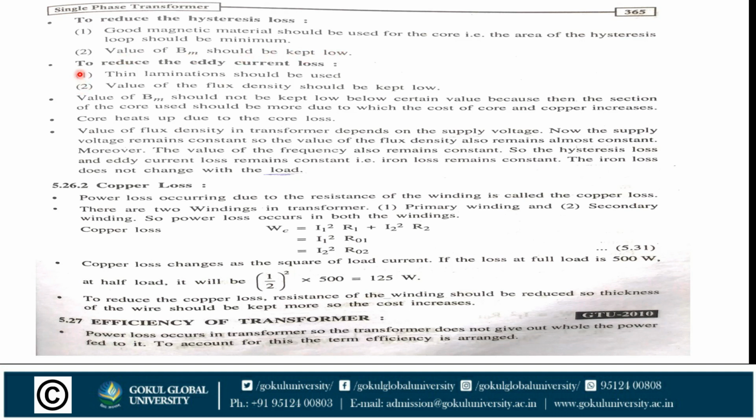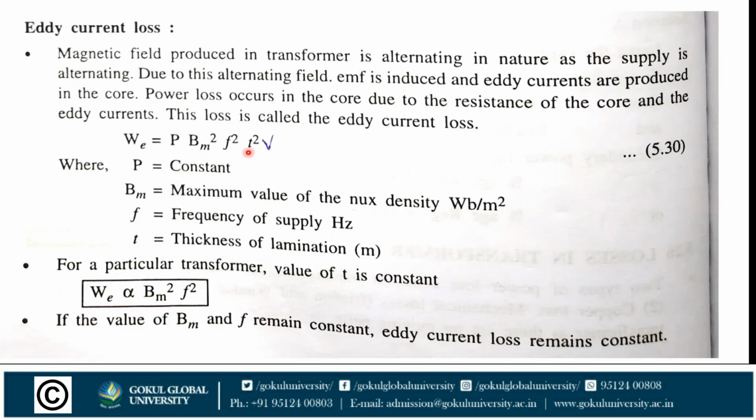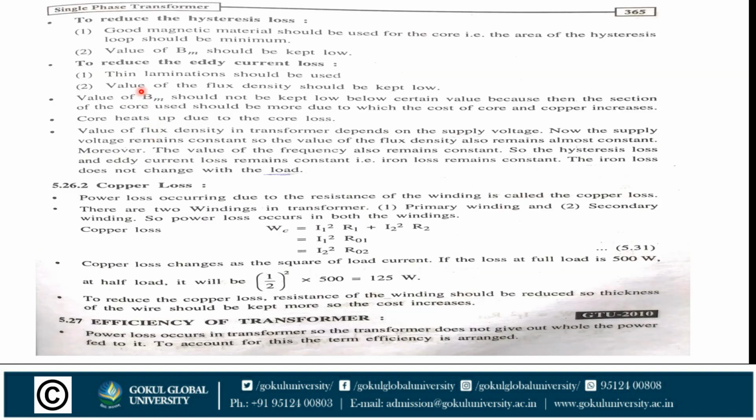Okay, to reduce the eddy current loss, first, thin lamination should be used, because in the eddy current loss equation we see T square, the thickness of the lamination. If we use thin lamination, then we can reduce the eddy current loss. And second one is the value of the flux density should be kept low. This one is common in both losses. Okay.